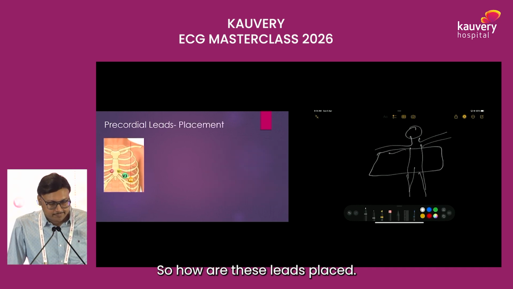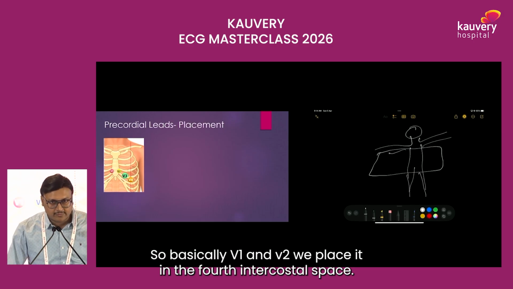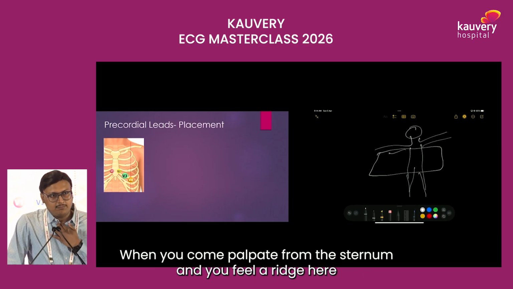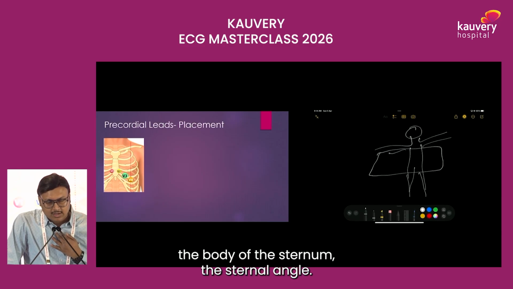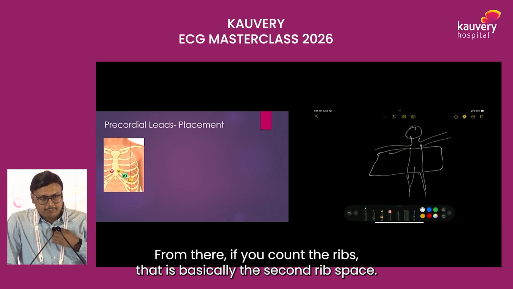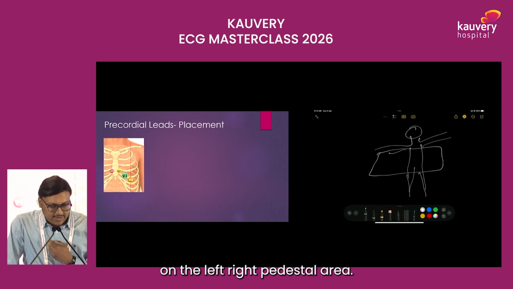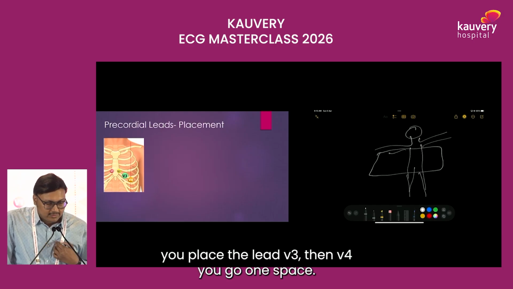So how are these leads placed? Basically V1 and V2, we place in the fourth intercostal space. It is easy to find in a physical body itself. When you palpate from the sternum and you feel a ridge here, that is called the manubrium sterni, where it joins the body of the sternum, the sternal angle. From there, if you count the ribs, that is basically the second rib space. You come gradually down, and you reach the fourth intercostal space. On the right parasternal area, you place the lead V1. On the left parasternal area, you place the lead V2.